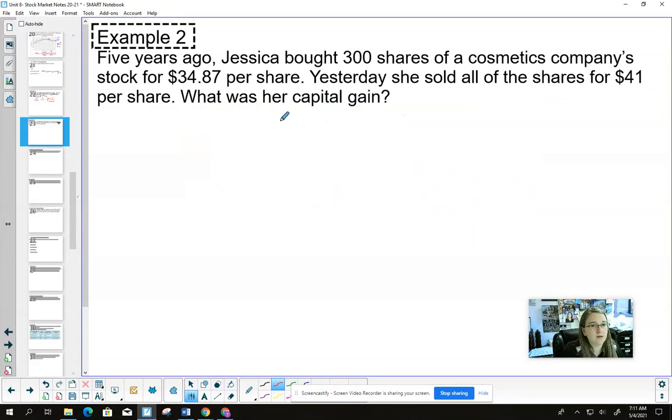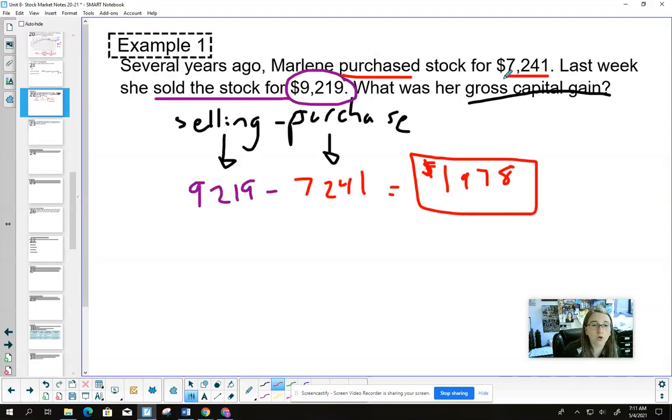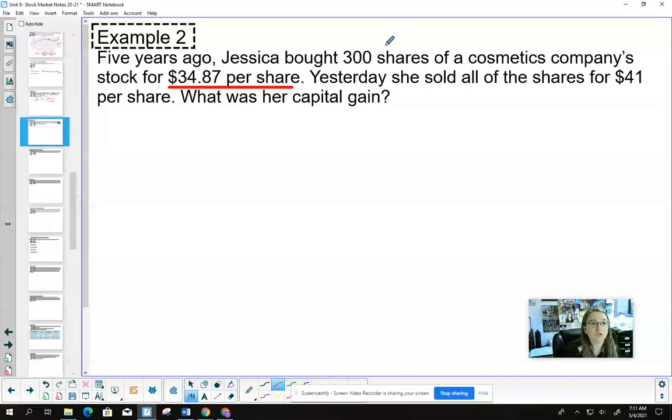Okay, similar question here, but it's a little bit different. Five years ago, Jessica bought 300 shares of a cosmetics company's stock for $34.87 per share. Here we were given the total cost for all of the stock before, but here we are told how many shares and then the cost per share. Yesterday, she sold all the shares for $41 per share. What was her capital gain? Once again, this is selling price minus the purchase price.